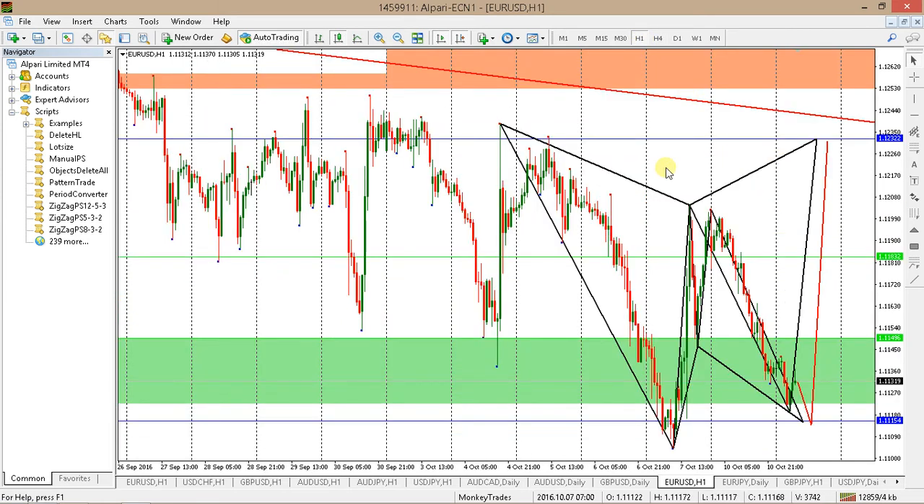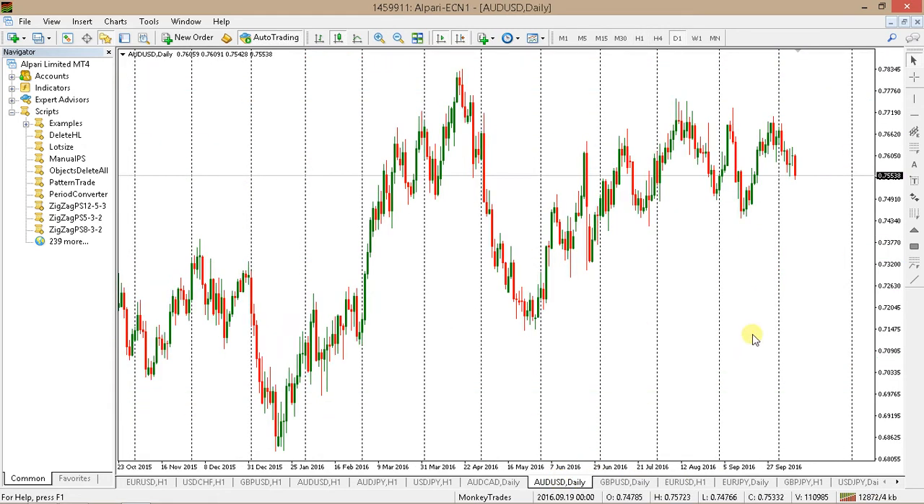I only have one variation. Either we go to the downside and hit the entry of Bat, in this case I don't trade Gartley, or we go to the upside without hitting the entry of a Bat pattern, and then I will have a valid Gartley. Well, that's it for Euro dollar. Let me switch to Aussie dollar to do some analysis.